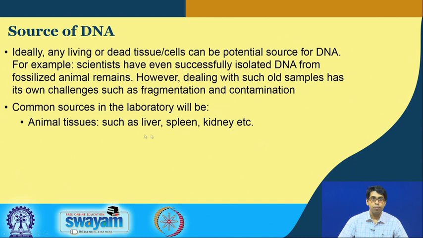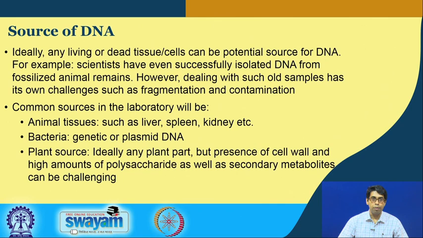In the laboratory, the common sources are different animal tissues such as liver, spleen, kidney, etc. And in case of bacteria, we take the whole bacteria, so we can grow the bacterial cells in a culture, and depending on our requirement, we can purify the genomic or the plasmid DNA from the bacteria. In case of plants, we can also isolate DNA, but it poses some extra challenges. Any part of a plant can be used, but the presence of the cell wall, which is a very rigid structure that helps to maintain the shape of the cell in plants, and the high amount of polysaccharides pose extra problems. So there are extra steps that you will have to go through to extract the DNA from plant sources.